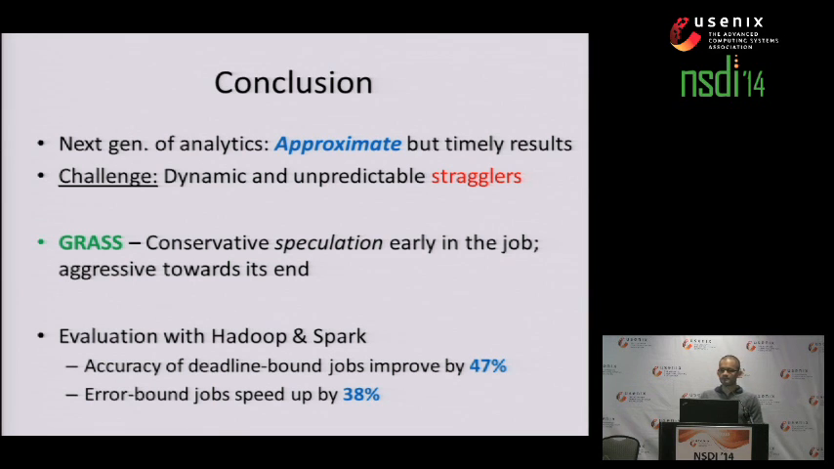So to conclude, we said the next generation of analytics would be focused on providing approximate but timely results. And for scheduling for approximation jobs, the main challenge is in handling the stragglers that are often dynamic and unpredictable. We came up with a solution, GRAS, that weighs the opportunity cost for speculating for stragglers: be conservative early on, be aggressive towards the end. And our evaluation was in Hadoop and Spark, and we got near optimal results in terms of speeding up error-bound jobs as well as improving the accuracy for deadline-bound jobs. Thanks. Be happy to take questions now.